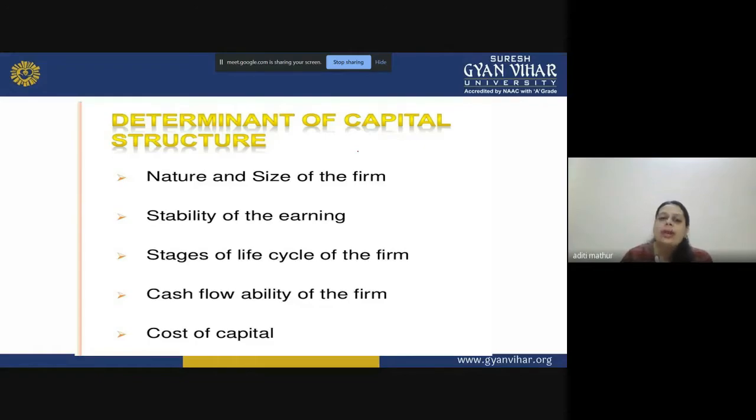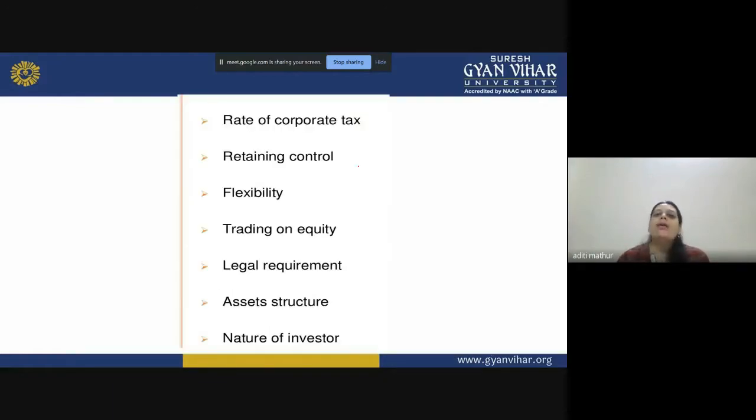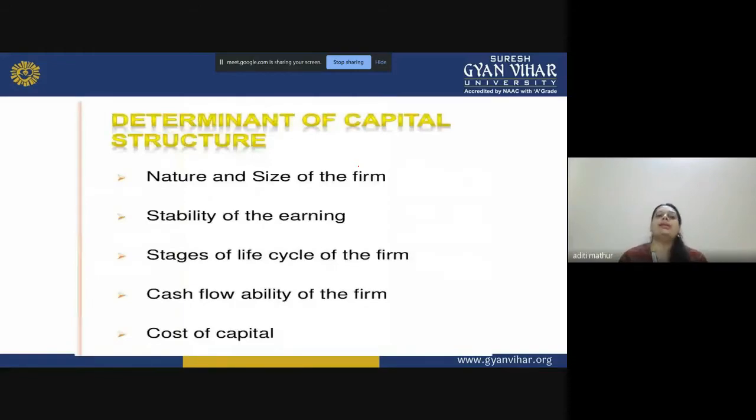Then the cash flow ability of the firm, we have discussed it in the characteristics. The cost of capital associated, rate of corporate tax, retaining control, flexibility, trading on equity, legal requirements, asset structure, and nature of investors. So we have discussed all these points, and they are also known as the determinants of your capital structure.